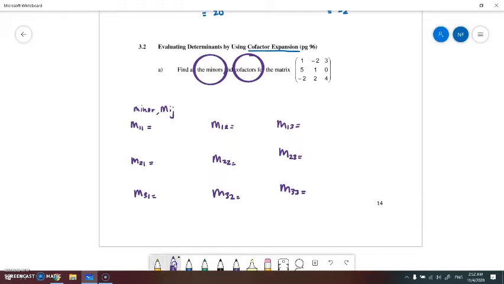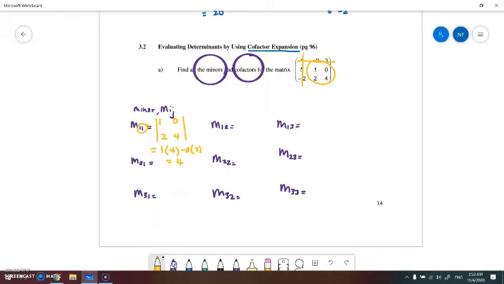Now, how do you find the minor? If it's the first row, first column, you have to close the first row and then the first column. So you will get 1, 0, 2, 4. Still remember how to find it for a 2 by 2 matrix? You just use AD minus BC, so your answer would be 4 minus 0. So your answer would be 4.